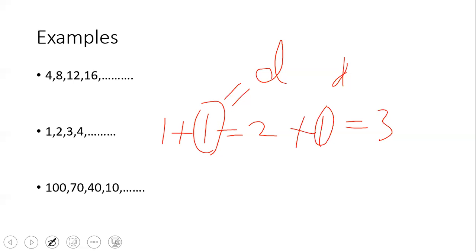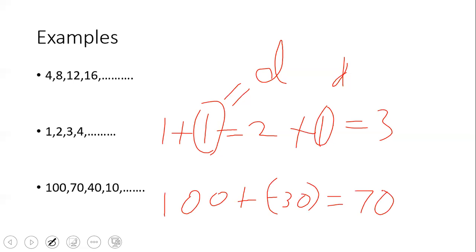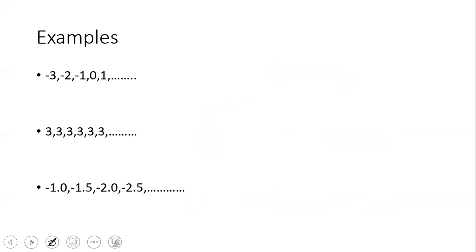It can be negative, like in here, it's 100 plus minus 30. Then we get 70. 70 plus minus 30 is 40. So that's how D, or the common difference, works. But here it can also be 0, as goes for this one. 3 plus 0 is 3, as the pattern goes.